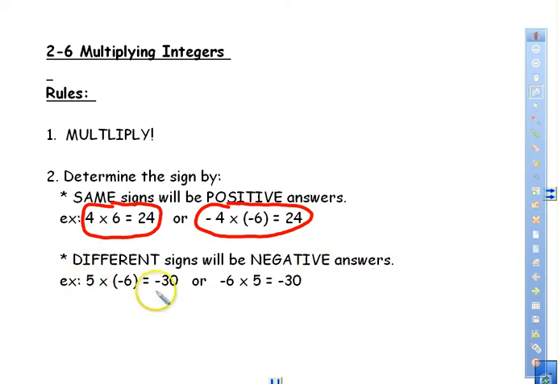The other one is for different signs will be negative answers. So here are my different signs. A positive times a negative is always going to be a negative answer, or a negative times a positive, which will also give you a negative answer. But again, you're still just multiplying 5 times 6, you're going to get 30. Then it's a matter of, is it negative or is it positive? So again, let's take a look at those rules. Same signs will be positive, different signs will be negative. It's that simple.